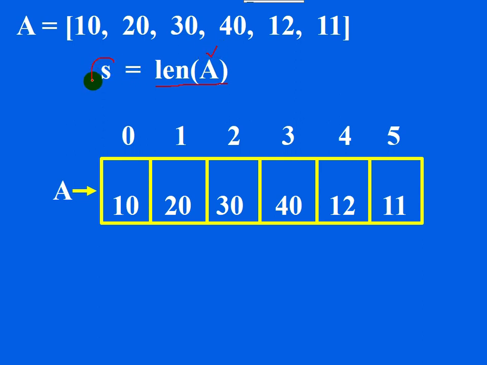Let me store the answer in a variable s. s means size of list A. In this example, s is 6. So this is the upper bound of the list, and upper bound equals number of elements minus 1, or size minus 1. So this is s minus 1. If this is s minus 1, certainly this is s minus 2.